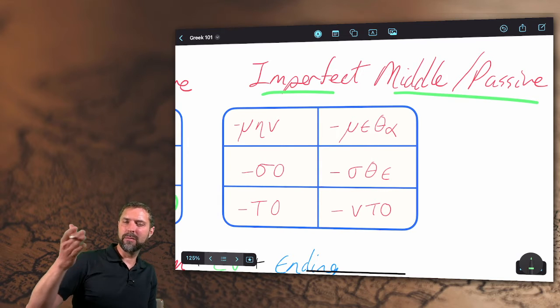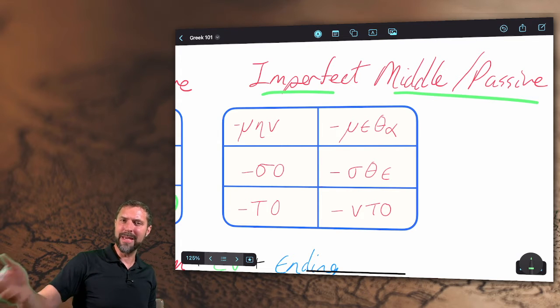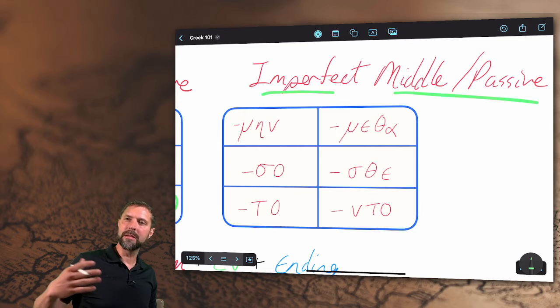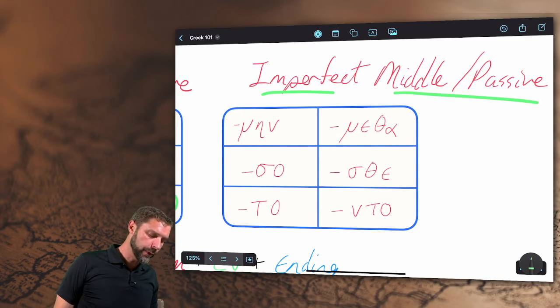Okay, and then to make a form of passive, generally you'll do something, in this case, a be: I was being eaten. You'll make it so that it's happening to the actor. And for those, the endings I'll memorize here are main, sa, ta, metha, stha, nta. Main, sa, ta, metha, stha, nta.